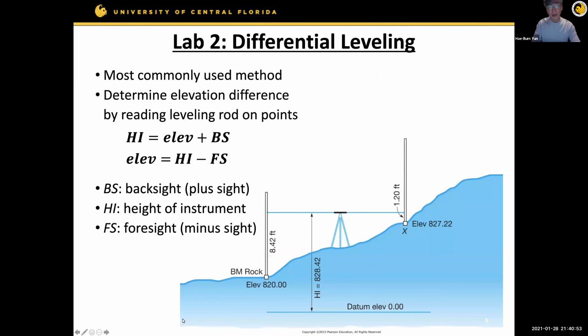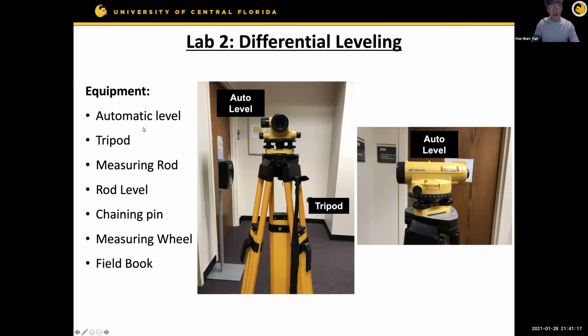The second lab is about differential leveling. As you can see, with differential leveling we want to determine the elevation differences at different locations. To measure the elevation differences, we use an automatic level. The photo shows the automatic level mounted on the tripod, and this is a side view of the auto level. This is the actual equipment that you're going to use in this lab.